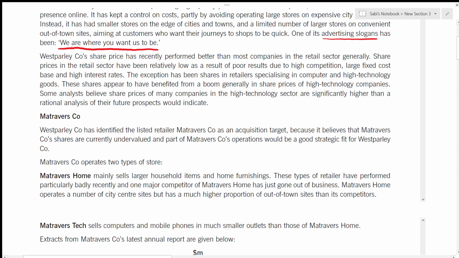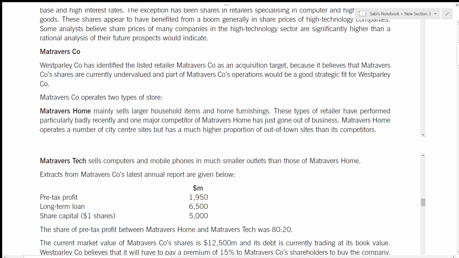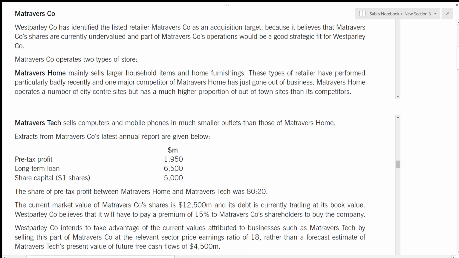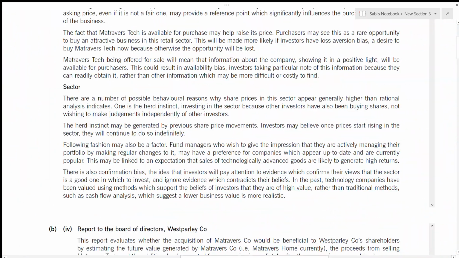Now let's read about the tech. All these numbers and calculations you don't have to read, because you don't need any numbers. You only need theory, right? So what is it about? Matt Rivers Tech sells computers and mobile phones in much smaller outlets than those of Matt Rivers Home. So that's it. Now let's go and see how the answer is presented.